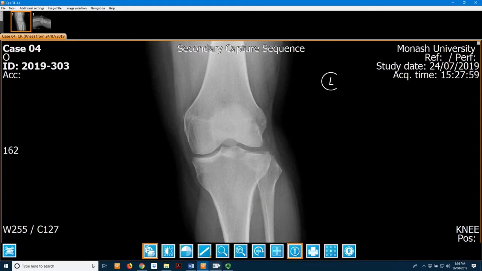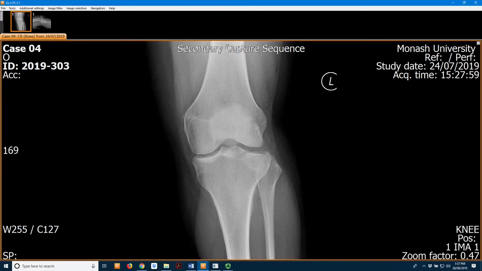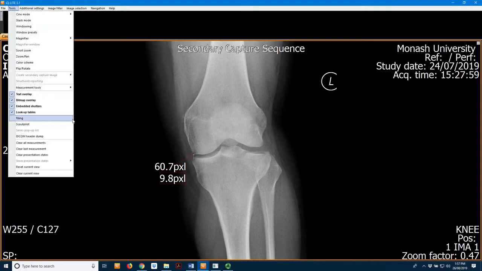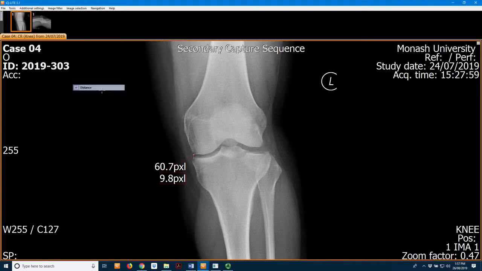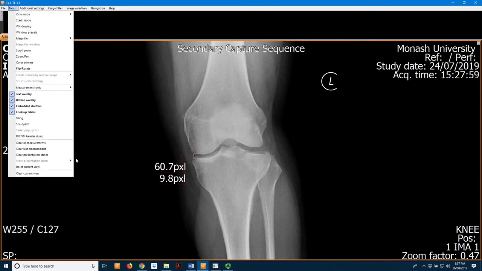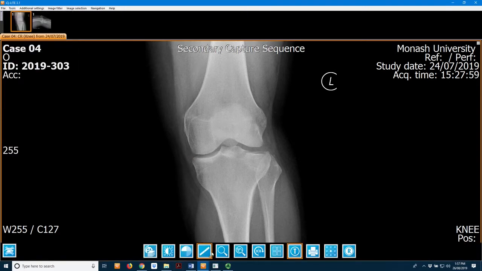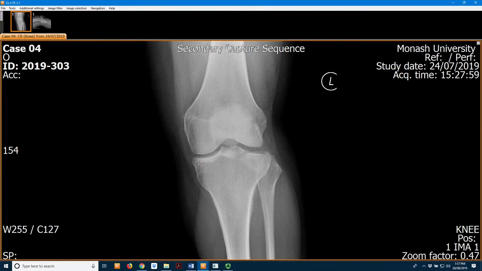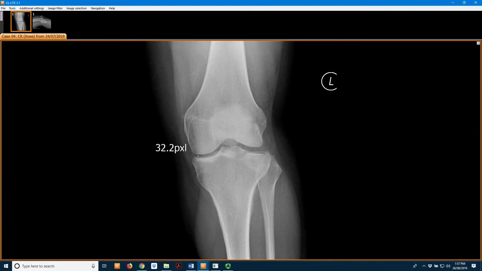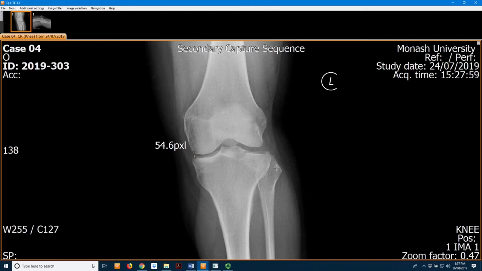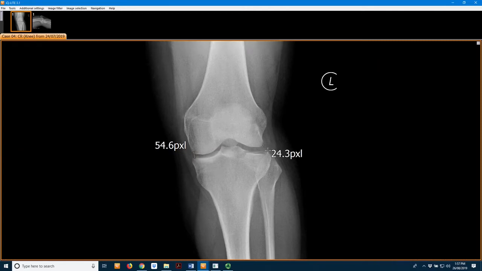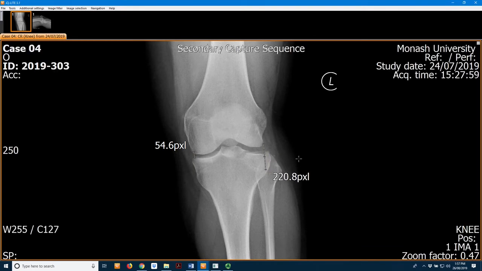So if we first look at the AP view, and if we want to check the alignment, we can see on the medial side, the femoral condyle lines up. Sorry, that line's a little bit skew, apologies. I just need to change this to distance. Okay, so we can see that the tibial condyle lines up with the femoral condyle, so that is normal. However, on the lateral side, we can see that the tibia is protruded quite a bit on the lateral side.